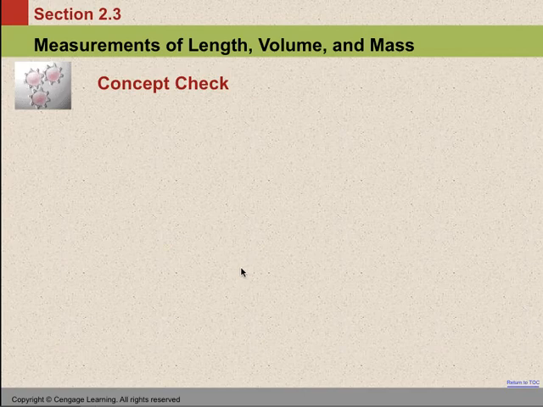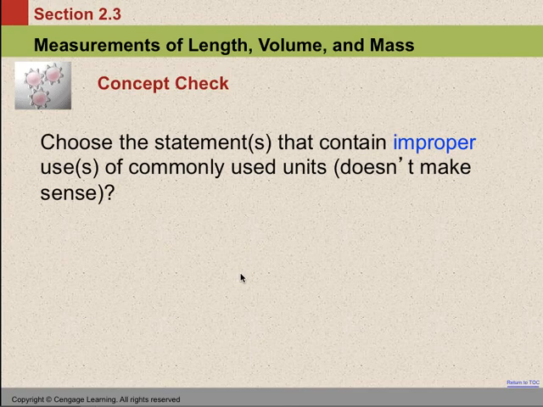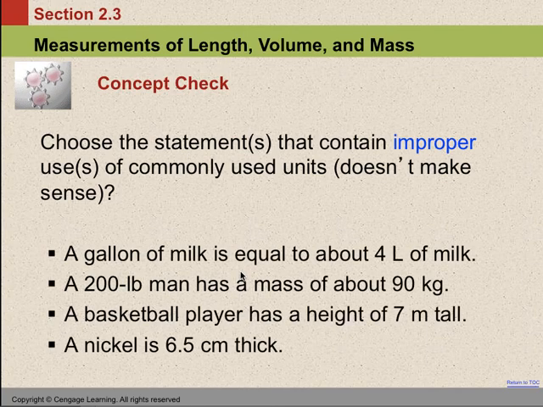So, concept check. Let's ask a question. Which statement below contains improper uses of commonly used units? Meaning, what doesn't make sense? A gallon of milk is equal to 4 liters of milk. A 200-pound man has a mass of about 90 kilograms. A basketball player has a height of 7 meters, and a nickel is 6.5 centimeters thick. Well, 1 liter is about equal to 1 quart. There are 4 quarts in a gallon, so this one makes sense.